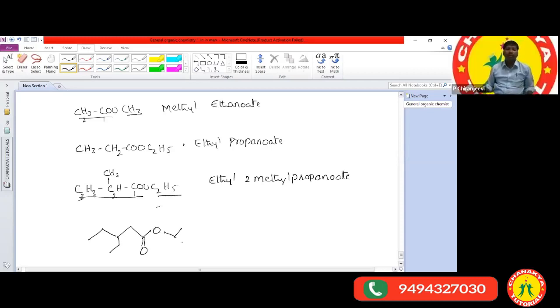Any one of you, sir. What is the IUPAC name of the given compound?